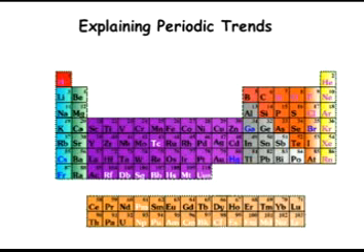The periodic table is laid out in such a way that trends in periodicity can also be observed. We're going to talk about a few of these trends, and we need to understand why these trends exist. These trends can be explained using two main concepts.